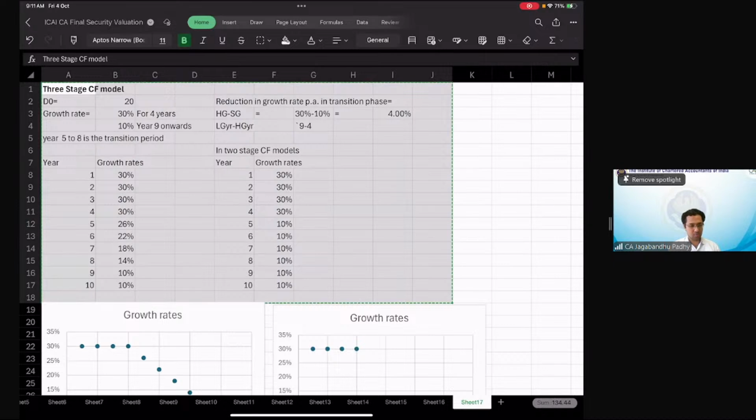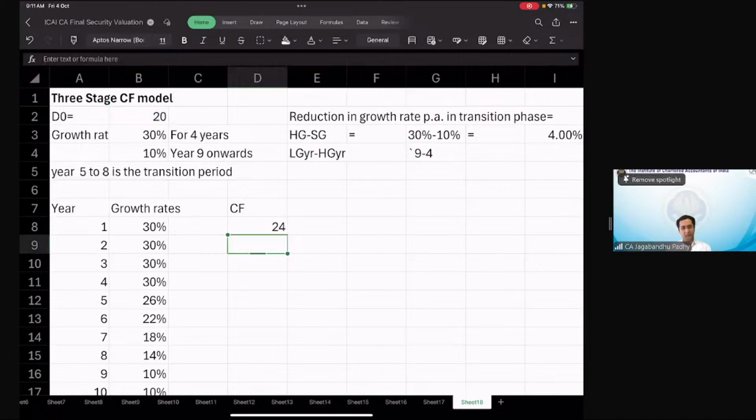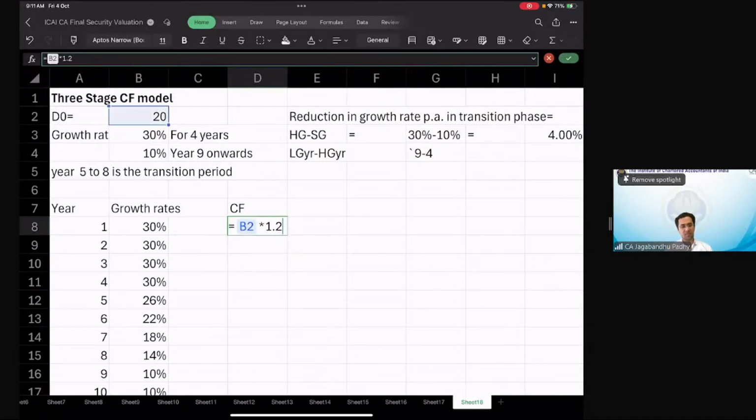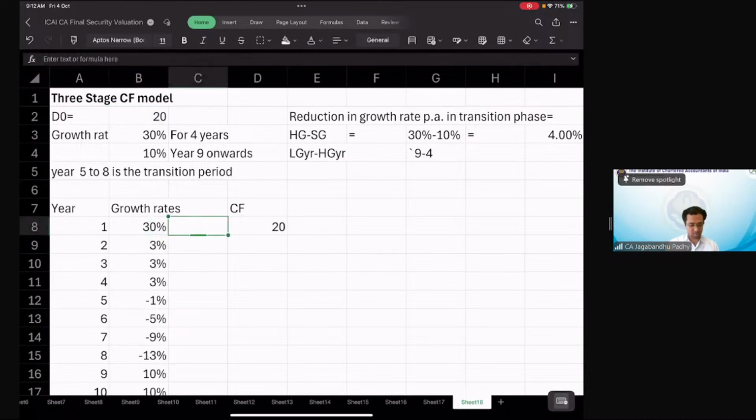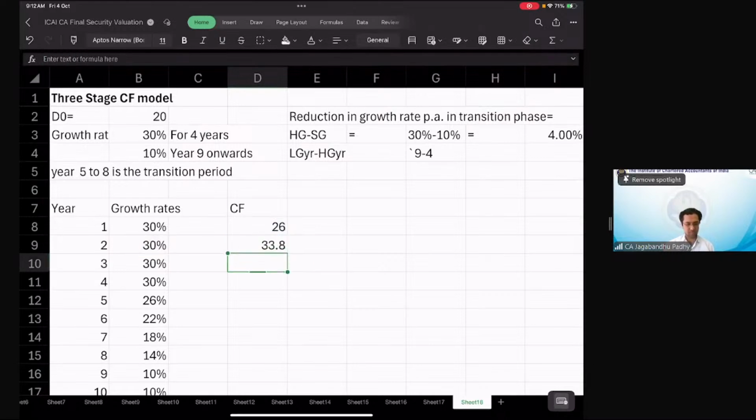So, suppose these are the growth rates, correct? First year dividend will be D0 multiplied by 1.2. Correct, guys? Sorry, 1.3. Let me take it like this: 1 plus 30%. So 26 will be the dividend in year 1. Then in year 2, it will be the first year growth rate, right?